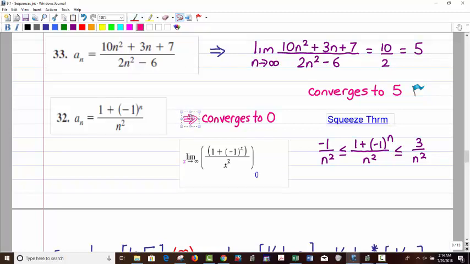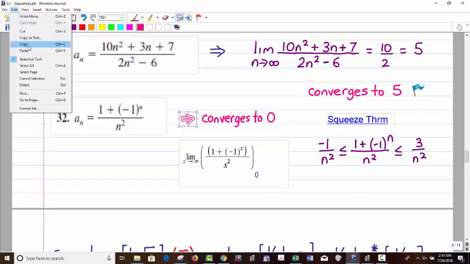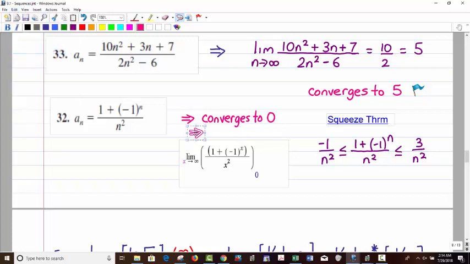And Maple liked it. So that's always good. I like it when Maple gets the same answer. So there we go. All right.